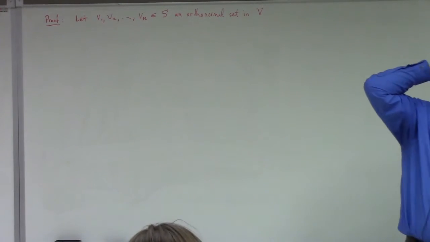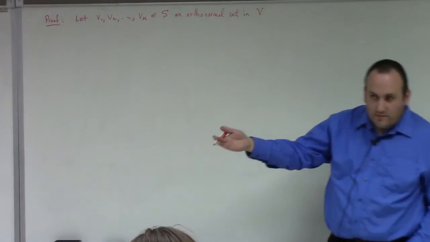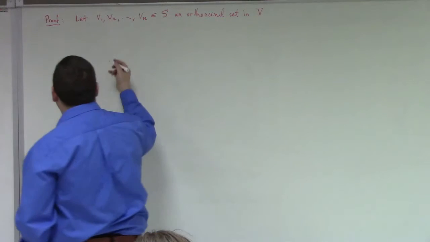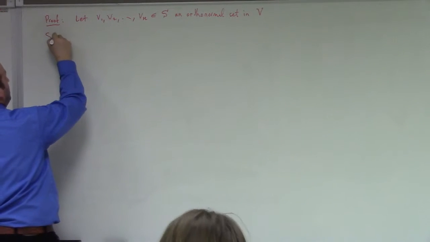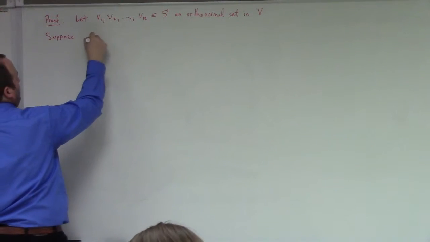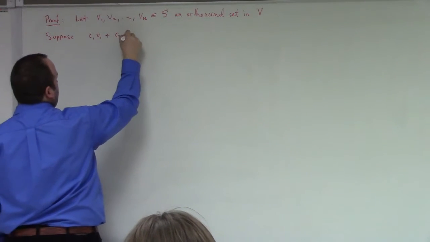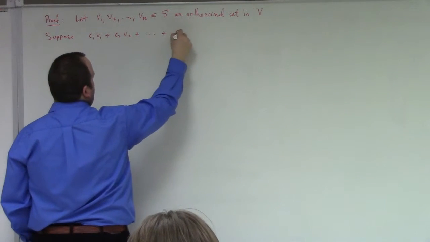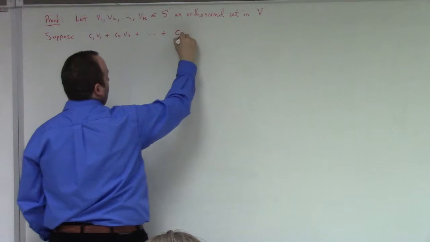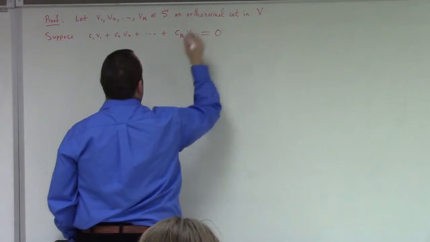So what do we do to prove linear independence? Same thing we always do. Look at a linear combination, set it equal to 0. What's our goal then? Suppose c1v1 plus c2v2 plus ... plus ckvk is equal to 0.